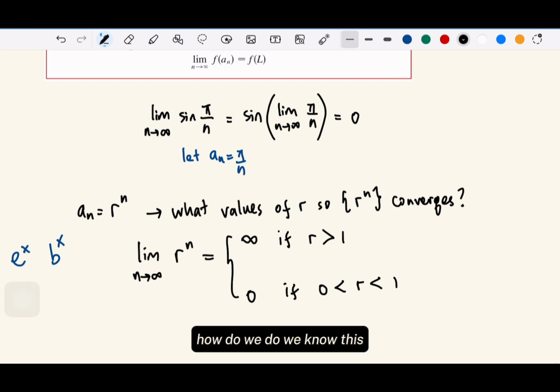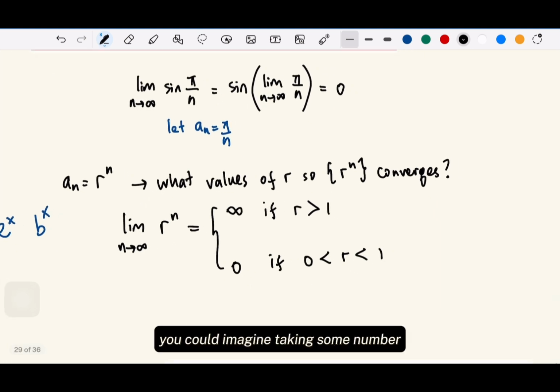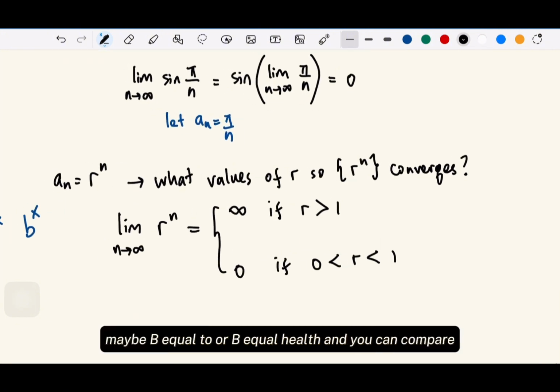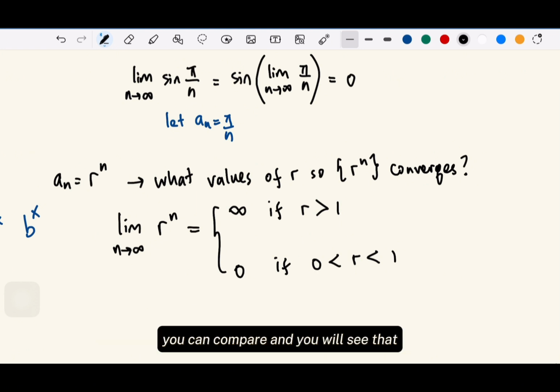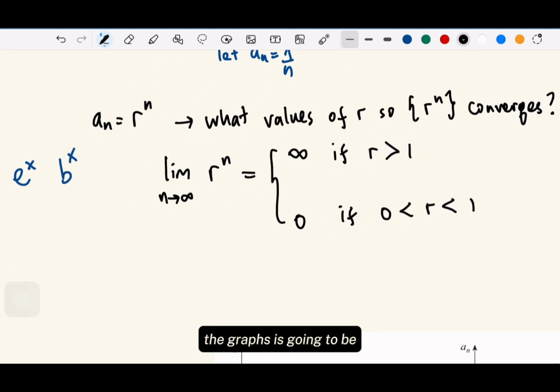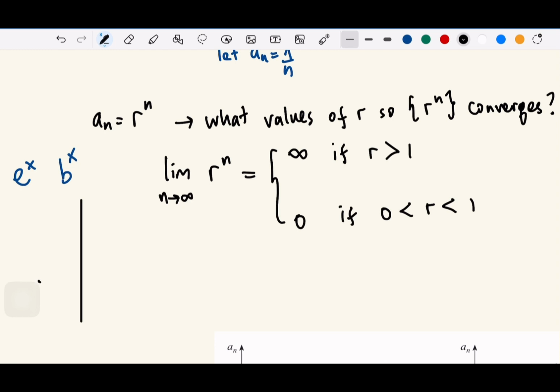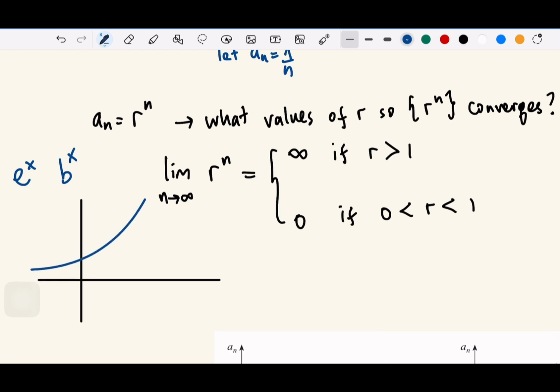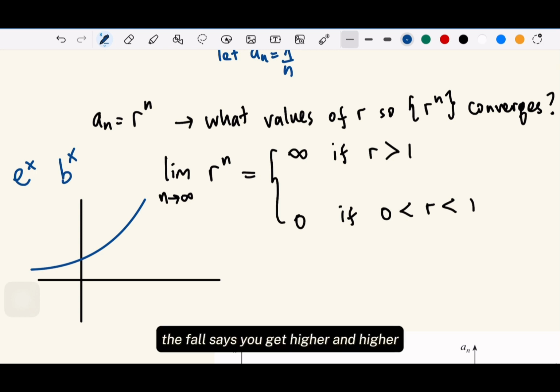Okay, how do we know this? You could imagine taking some number, maybe b equal to half, and you can compare. You will see that the graph is going to be like this, the exponent. For positive, you get higher and higher. But when you get negative, you are actually getting closer to 0, right?